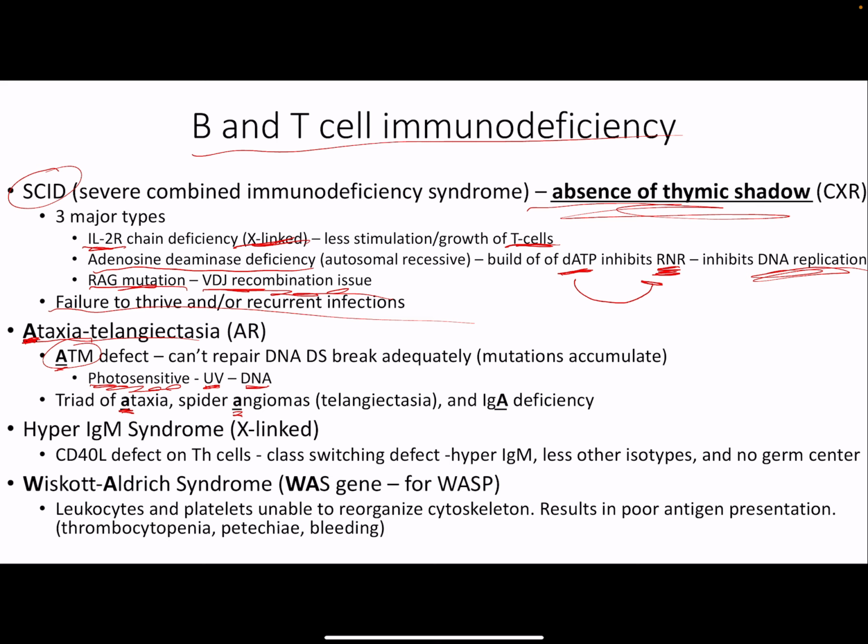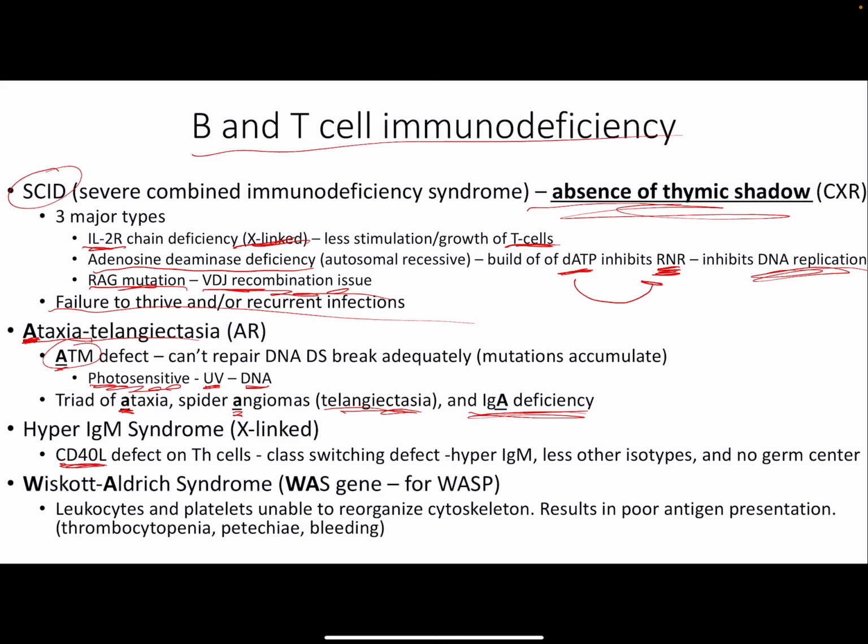Spider angioma, these telangiectasias, we saw one on someone's face earlier. You just have these sort of inflammation of your superficial capillaries. And then the IgA deficiency is one of the reasons this is under an immunodeficiency syndrome. Hyper IgM, so specifically is CD40L.